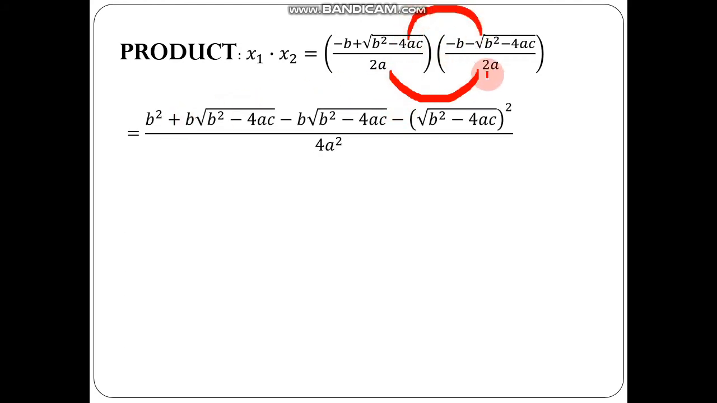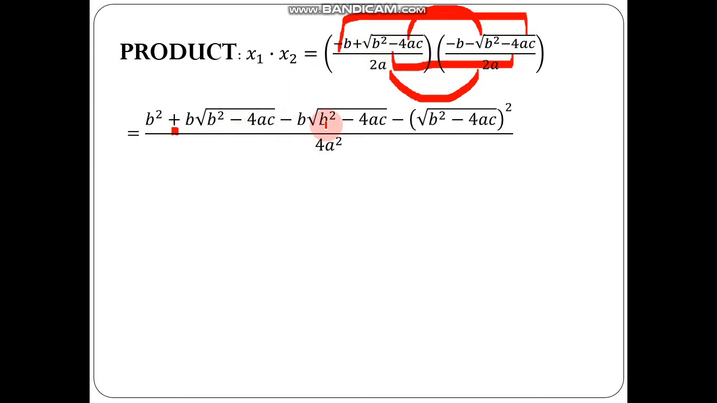So 2a times 2a, we have 4a squared, and then the numerators, multiply them using the FOIL method. Negative b times negative b, we have positive b squared, and then again this one, negative b times negative square root of b squared minus 4ac, it becomes positive b times the square root of b squared minus 4ac. And then let's go to the next.